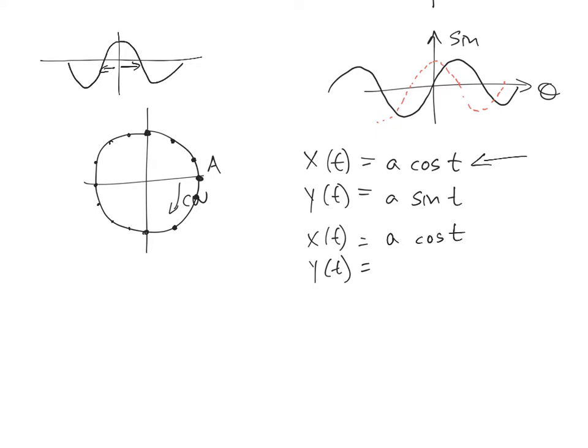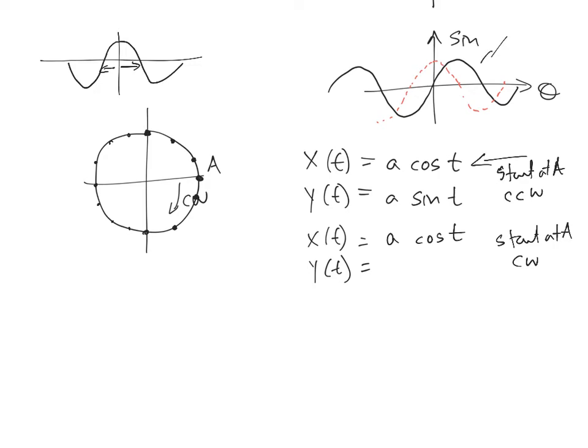Okay, this was start at A and go counterclockwise. This is going to be start at A, go clockwise. What about y of t? The sine is an odd function, so we're not lucky enough that it's just sine again. What would it be?